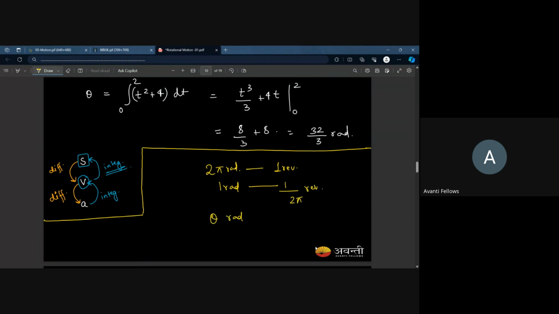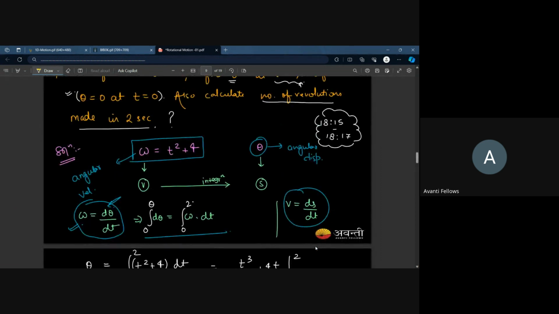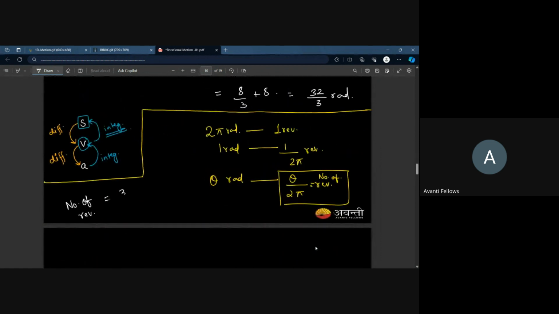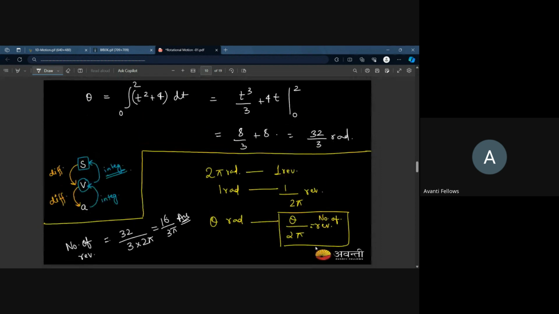So I get the value of 1 radian, which would be 1 by 2 pi revolution. They are asking me about the theta angle. So it would be theta by 2 pi revolutions. In this manner, you get a formula for the number of revolutions. Now, they are asking you, at t equals 2 seconds, how many revolutions you have made. So just use this one. The number of revolutions would be, what is theta? Theta is 32/3, divided by 2 pi, and you will get 16/3 pi as your answer. Have you got it? Yes, ma'am.